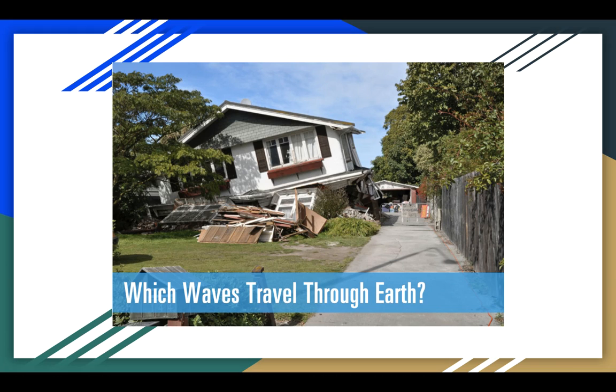Unit 4, Waves and Information, Lesson 4: Which Waves Travel Through Earth? So I want you to take a few seconds and look at this picture of this house. Think about what could have caused the house to be in such disarray. Could it have been a tornado, a hurricane, or even perhaps an earthquake? If you're thinking an earthquake, you're correct. So this week, we're going to learn and read more about the types of waves that cause earthquakes.